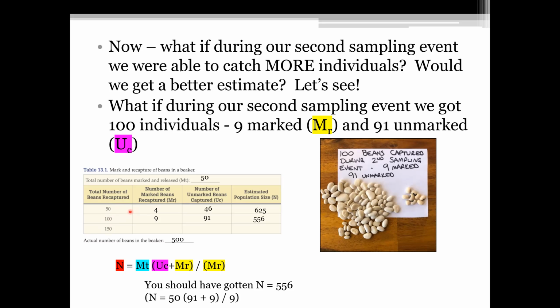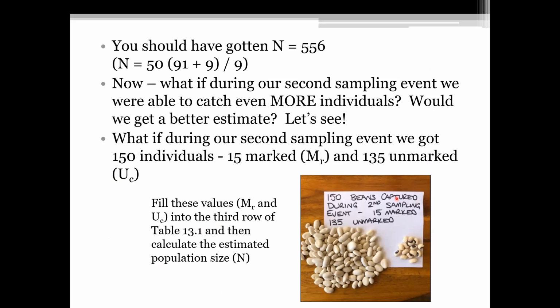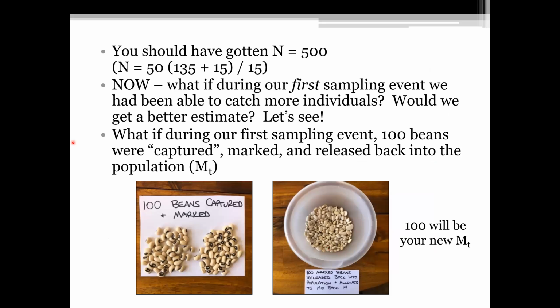So now when we go out and recapture these individuals, we go out and get 150. We count how many were recaptured. 15 were recaptured, and we count how many are newly captured, which is 135. When we plug this into our formula, 50 times open parentheses 135 plus 15 close parentheses divided by 15, we get 500. So we can see that that is a much better, more accurate estimate of our population.